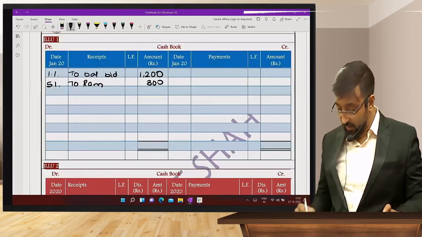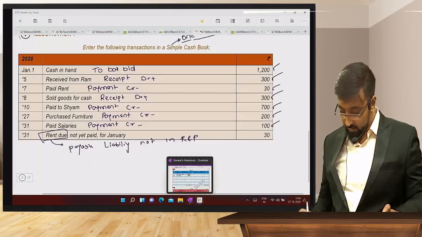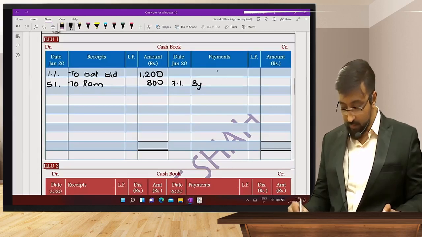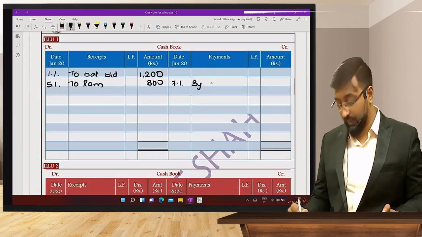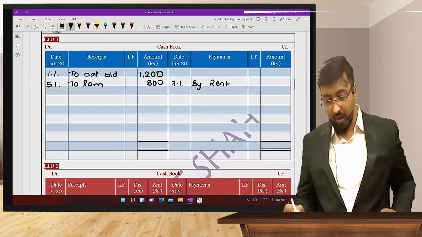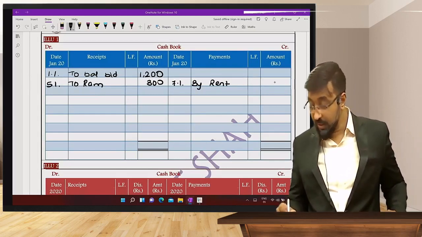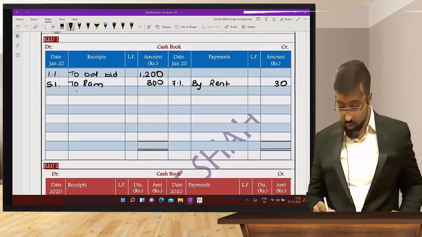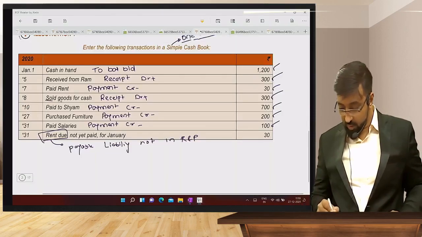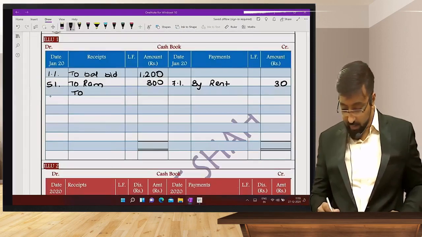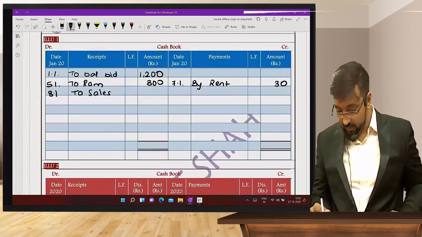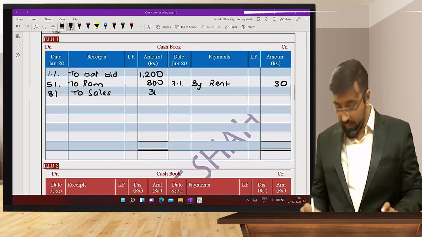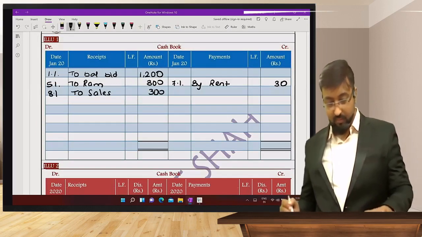Second line. 7th Jan. By rent. Very good. How much? 30. Next is? Sold goods for cash. So cash sales. 8 Jan to sales. Amount? 300. Next?